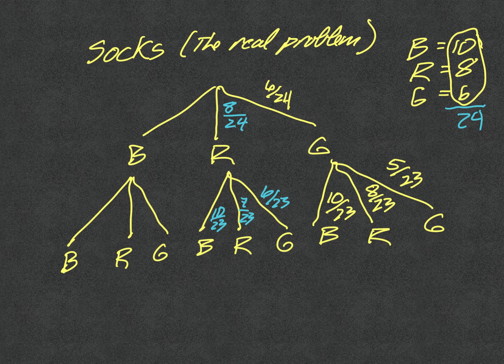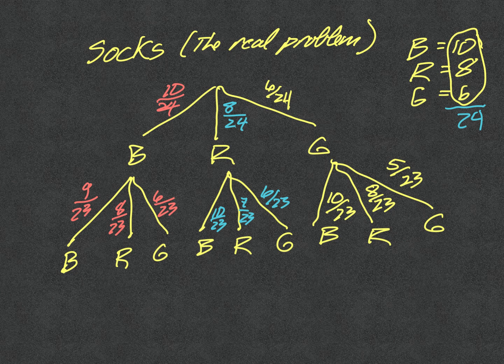And then we do the blue column, and that will be 10/24ths to draw blue the first time. The number of blues changed to 9. The number of total socks changes to 23. And then reds, it will then be 8 out of 23, still have a total of 8, and the greens will be 6 out of 23 because I actually drew a blue sock. And now this is a fully labeled tree diagram.